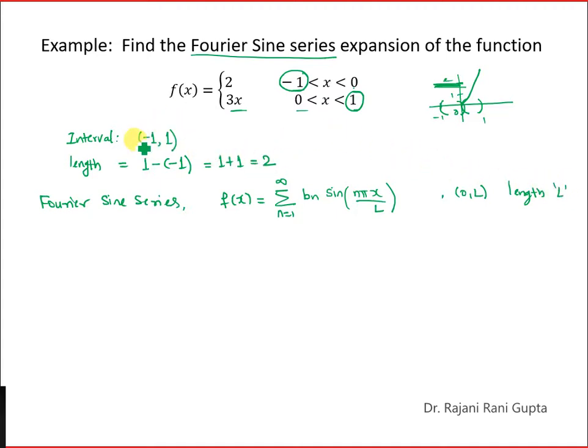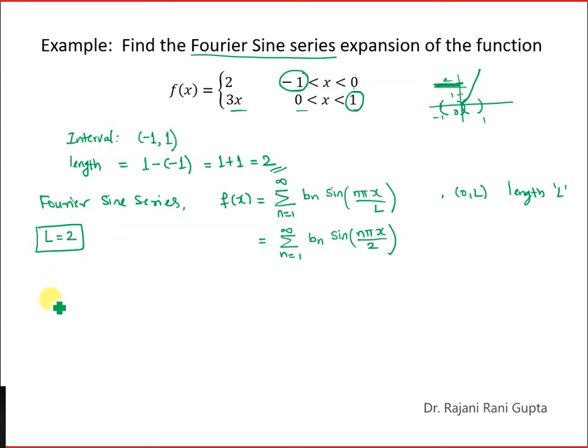Now what is the length of our interval? It's 2. So we have L is equal to 2. Substitute it here. This gives you the sum from n equals 1 to infinity of bn sine n pi x over 2, since the value of L is 2. Now it's not getting cancelled, so you don't have to worry about it. Still we can integrate it.